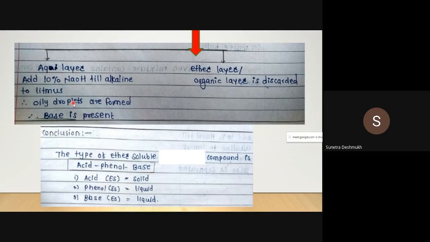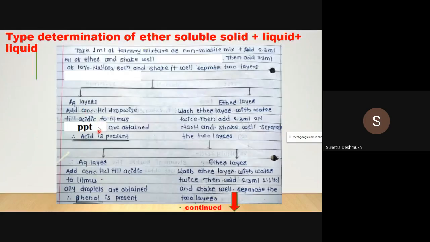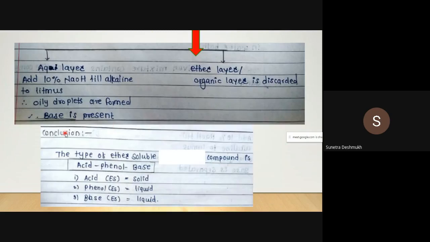In this way you got all three components: base, liquid phenol, and an acid as a solid component. Here is the precipitate formation. So we got the acid, one solid component, and the remaining two are liquids. One liquid is phenol, which we got in the form of oily droplets, and the other component, the base, we also got in the form of oily droplets. So we can write the result now.